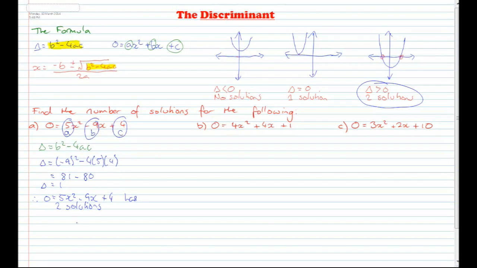And it'll look pretty much something like this, where it comes down and goes through the x-intercept twice.